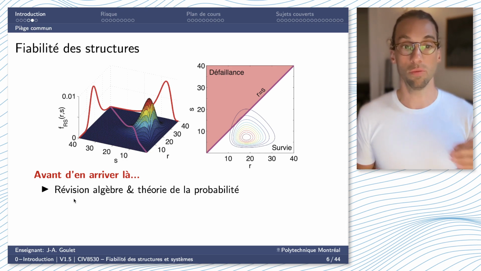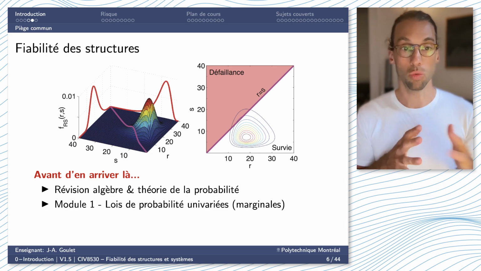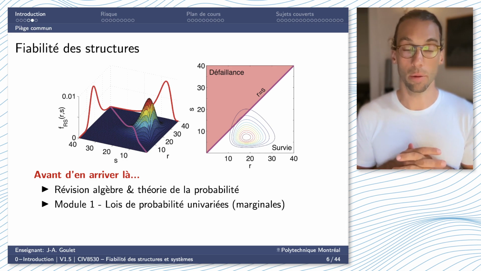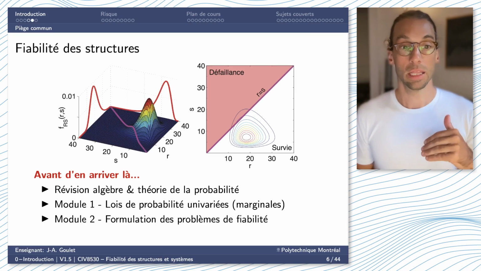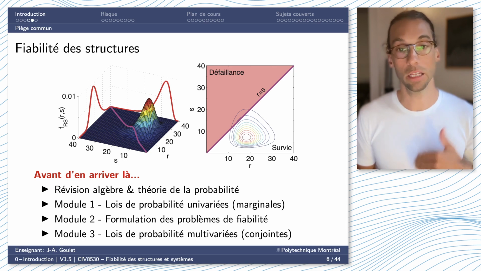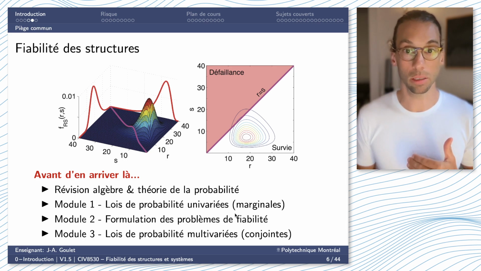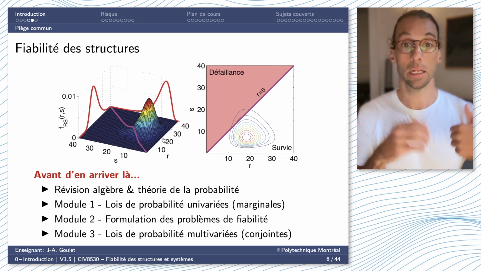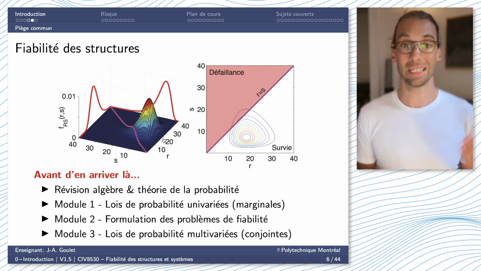So first, we're going to do a revision of linear algebra and probability theory. We're going to look at module 1 about probability distributions, so univariate probability distributions. Then we're going to see how to formulate the reliability problem in such a way. We're going to cover this in module 2. And finally, in module 3, we're going to see how, from knowledge about univariate probability density, we can build such multivariate probability density in an arbitrary number of dimensions to suit our structural and system reliability problems.